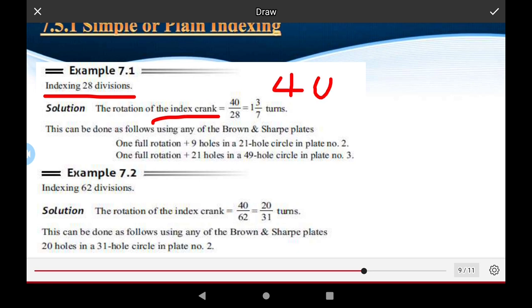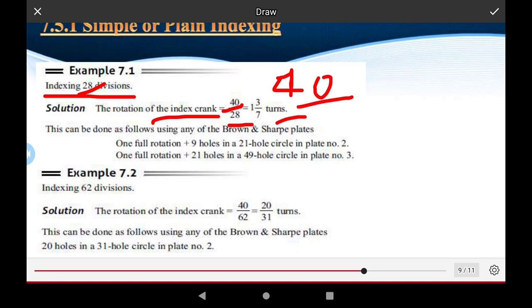okay, and the index crank has a 40-teeth gear, and 28 divisions required, okay. And this is the dividing for 28 divisions, okay. The 40 upon 28 is 1 and 12 upon 28, which is 1 and 3 by 7 turns, okay.